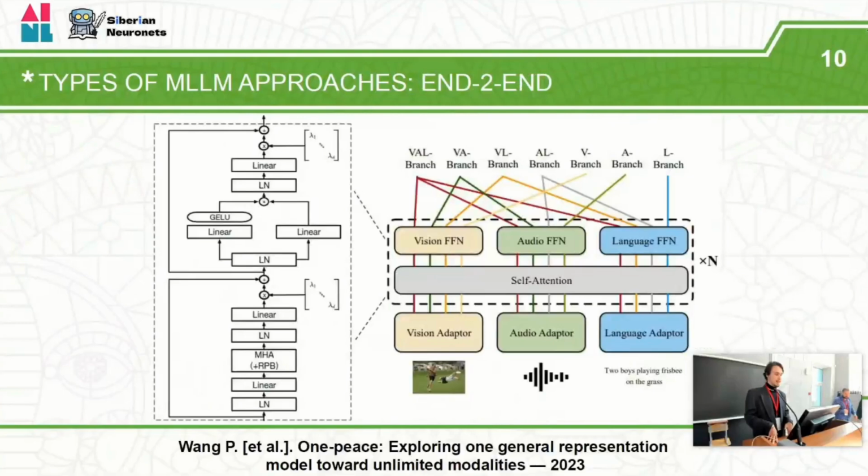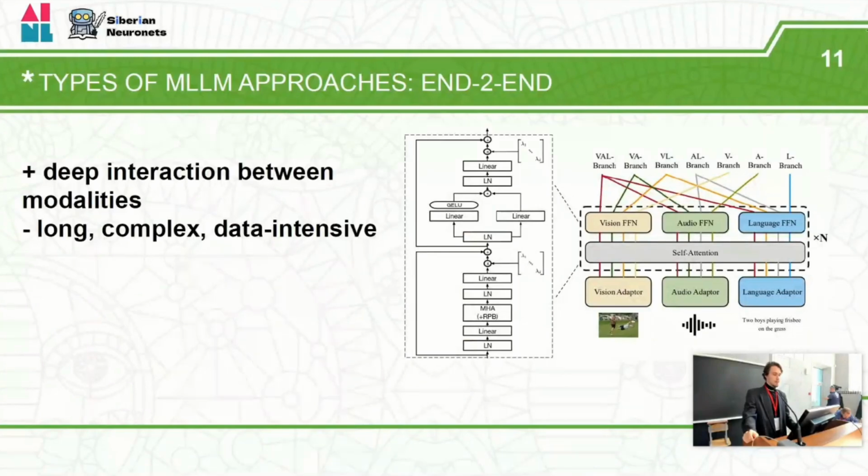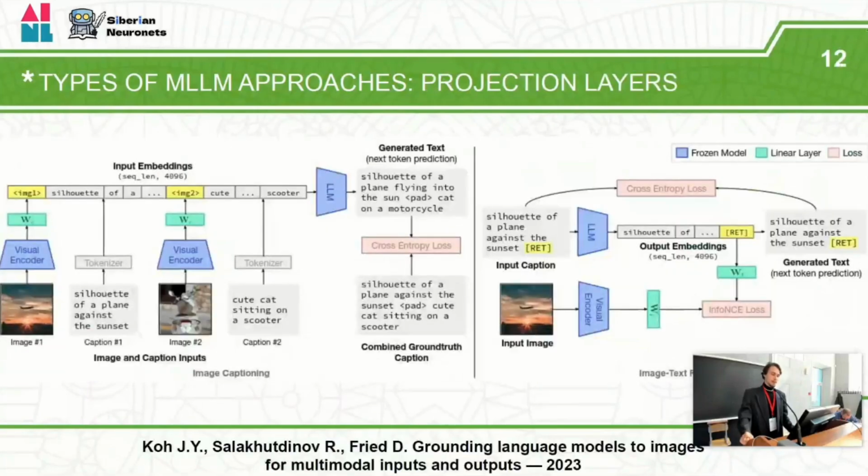The other approach is an end-to-end approach, where we use multimodal data in our training step and provide an architecture that can be trained in this paradigm, for example, like this one. End-to-end approaches can provide very deep interaction between different modalities, but it's pretty complex. It requires a lot of data, and not everyone can train their own multimodal solution.